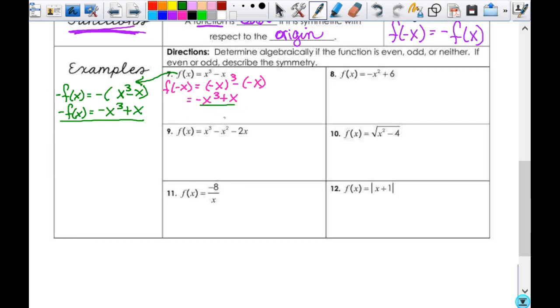So negative f of x is going to be when every single sign changes. Not just one of them, but it's basically like multiplying through by a negative 1. You with me? So what we got here then does equal negative f of x. So since f of negative x equals negative f of x, is it even, odd, or neither? Odd. So we say that this is an odd function, and then it says describe the symmetry.